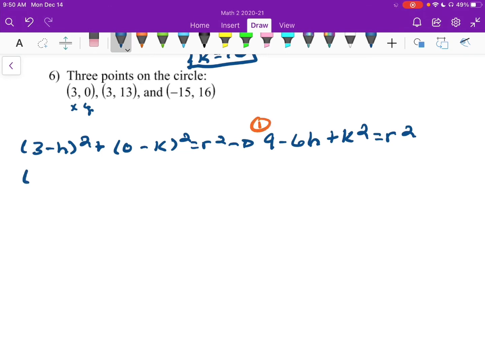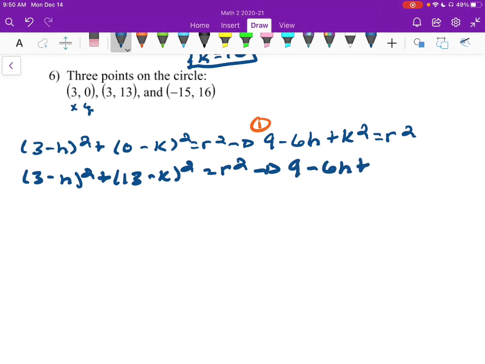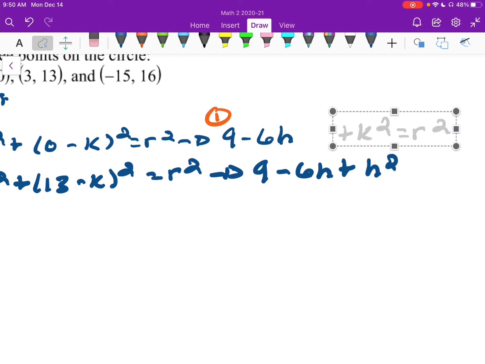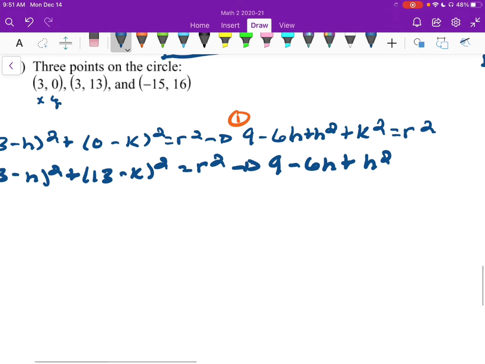Then I'm going to have 3 minus h squared plus 13 minus k squared equals r squared. Whenever I distribute this out, I'm again going to have 9 minus 6h plus h squared. Oops, I'm looking back at number 1 and I made a little mistake. I need to have an h squared in there. I'm sorry. This is going to shift over a little bit. Am I able to move it? Yes. All right, there we are. Make sure you get that h squared in there.